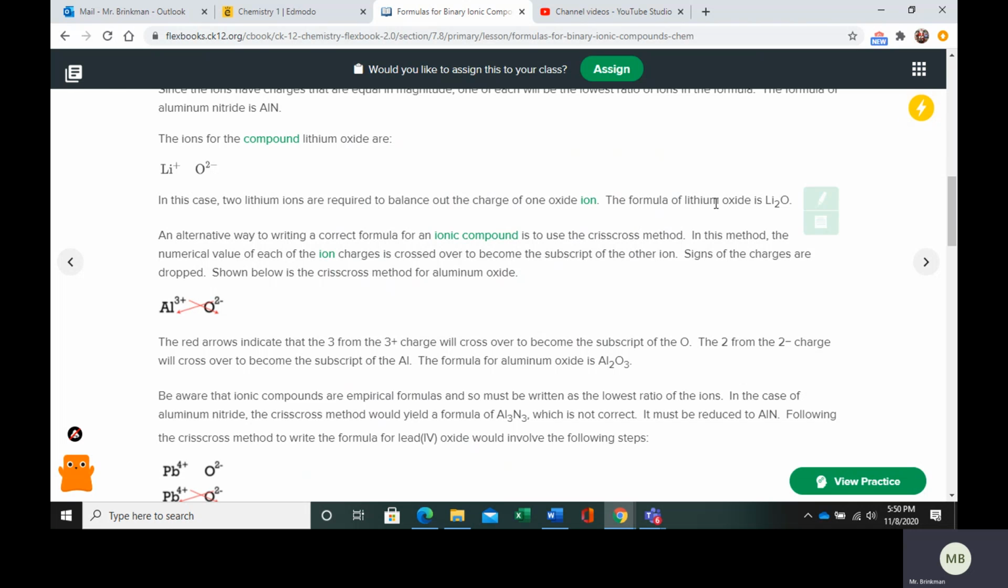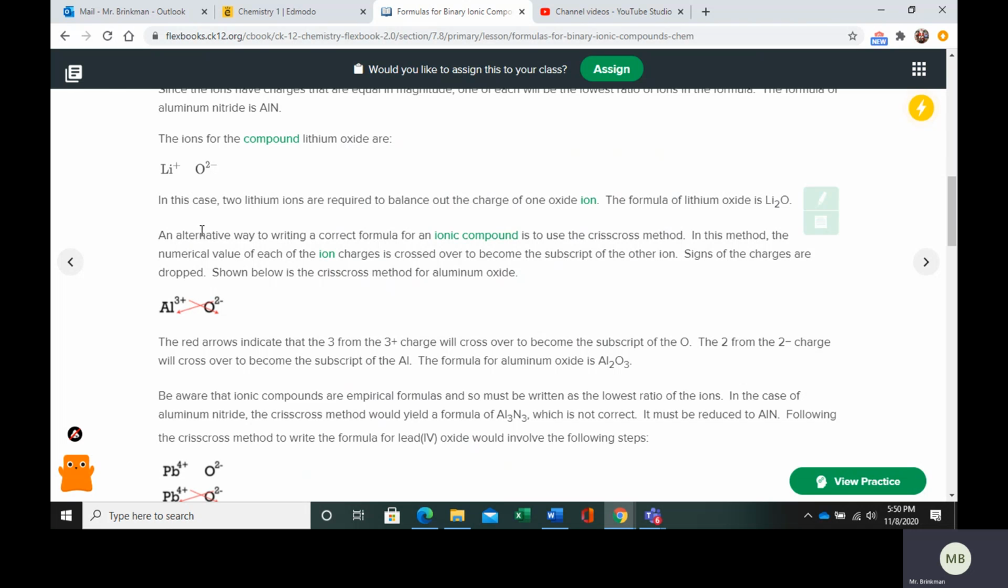Okay, so then our formula, since we have 2 lithiums and 1 oxygen, becomes Li2O. And you represent the number of the ion in the subscript. All right?